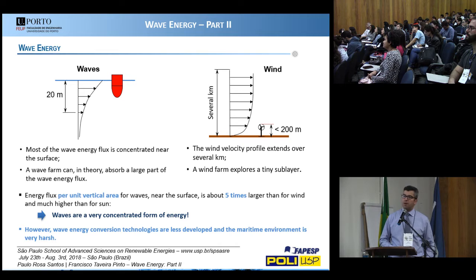Okay, so in theory, a wave farm can absorb a large part of the wave energy flux, since most concepts are floating at surface and most of the energy is nearby the surface. The energy flux per unit vertical area for waves near the surface is about 5 times larger than for wind and much higher than for sun. So it's a very concentrated form of energy. So that means that for the same rated power, we can have technologies with smaller dimensions.